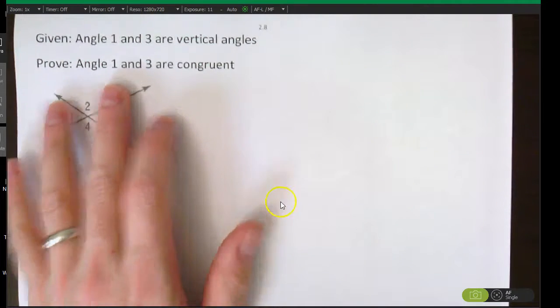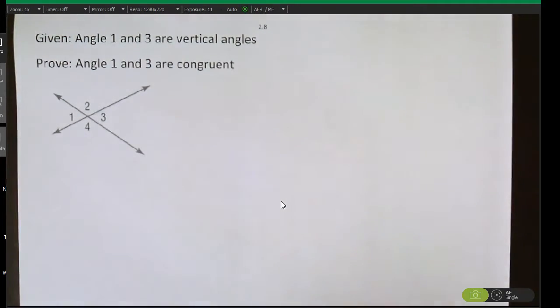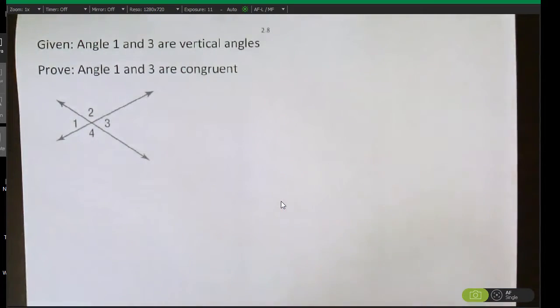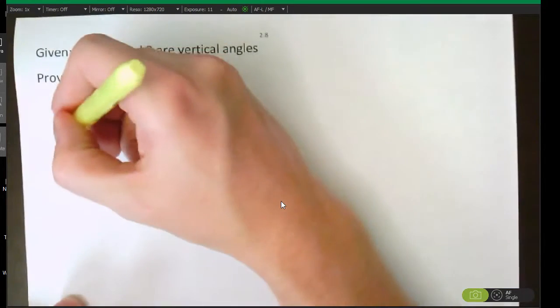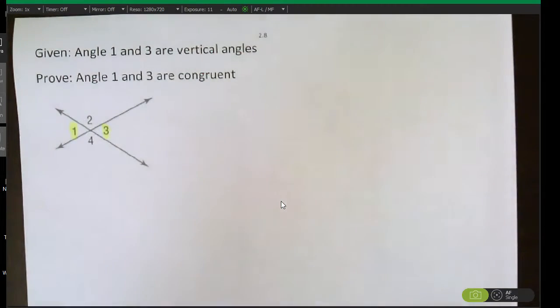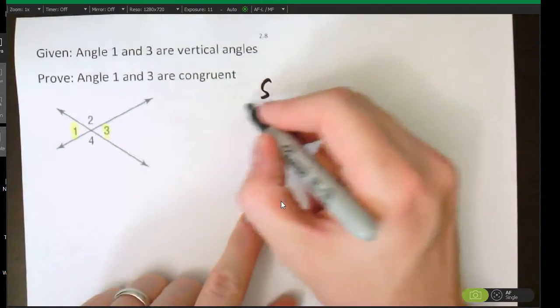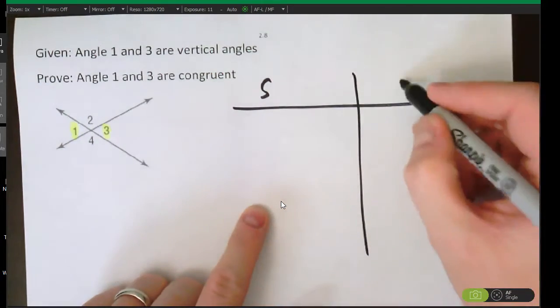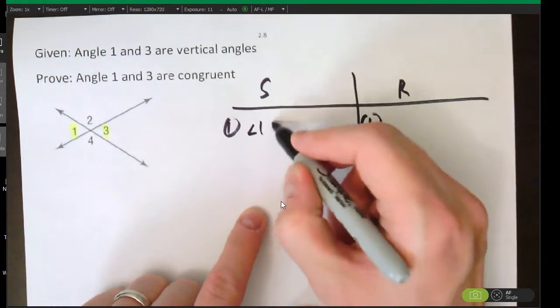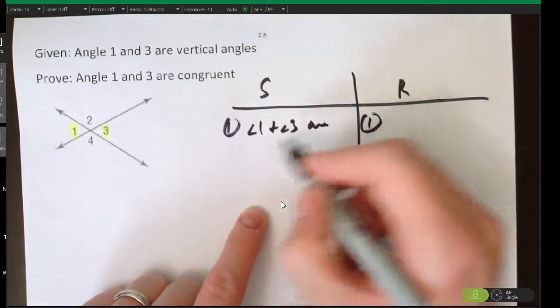So here's how it works. I know angle 1 and 3 are vertical angles. What I want to prove is that they're congruent. And again, some of you are like, we already said that. Yeah, we did say that earlier, but we didn't prove it. We just said they look congruent. So here's how you actually do it. First of all, angle 1 and angle 3 are vertical angles.